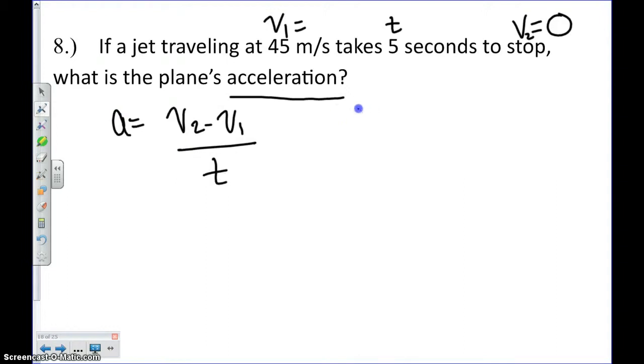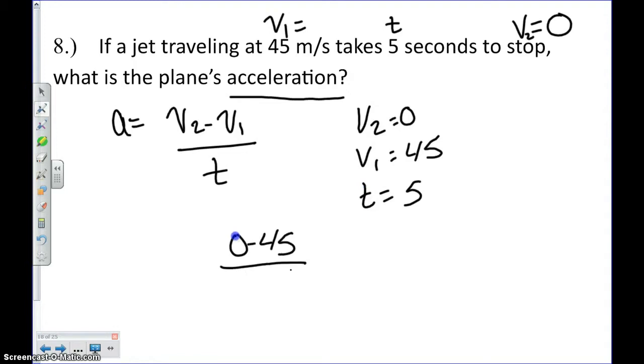So that's going to be v2 equals 0, v1 equals 45, t equals 5. So we have 0 minus 45 divided by 5, and that is going to give us negative 9 meters per second squared. And the negative, remember, that means that you're slowing down, you're decreasing speed.